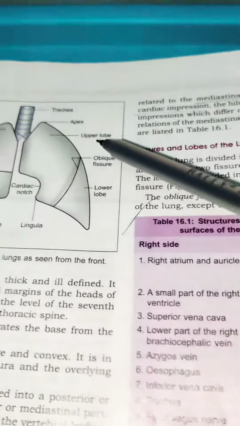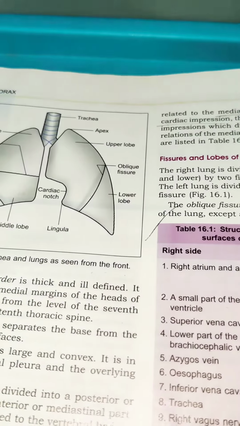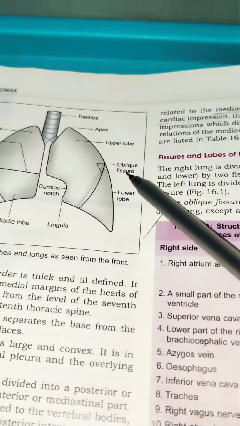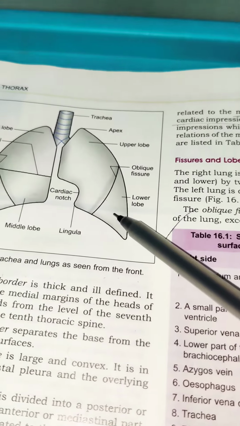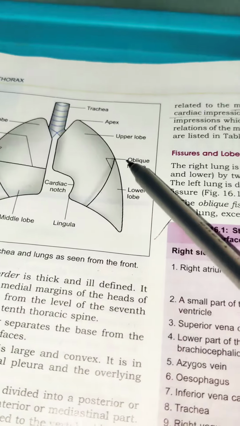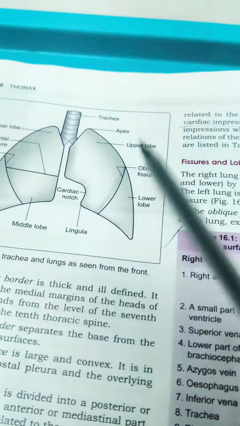Whereas the left lung has only 2 lobes, and it is mainly divided by means of an oblique fissure. So the oblique fissure divides the left lung into 2 lobes, and at the hilum it passes obliquely.